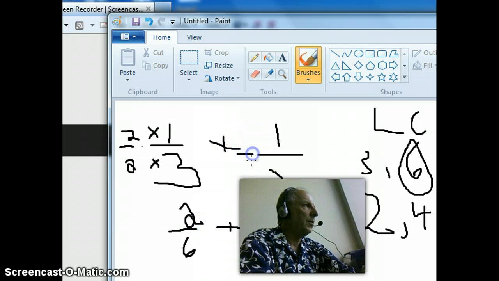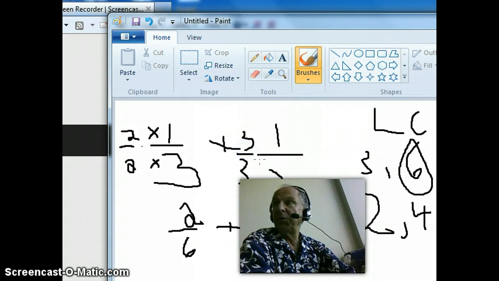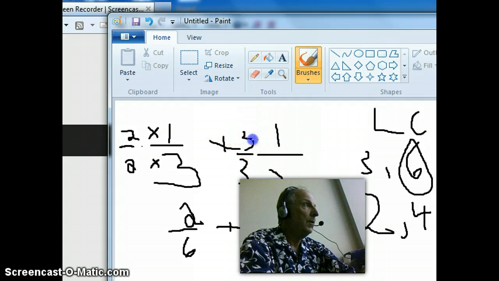Now you might ask yourself a question. 2 goes into 6 evenly how many times? 3. In the denominator, 3 times 2 is 6. 3 times 1 in the numerator would be 3.